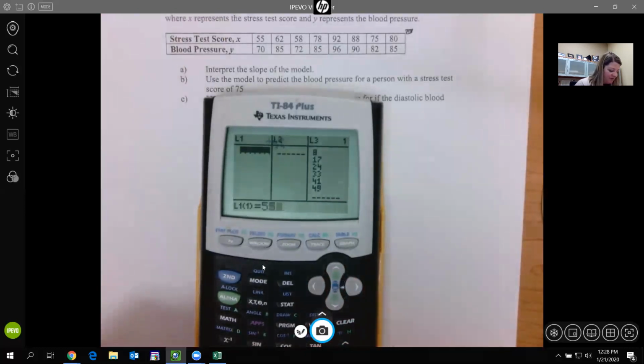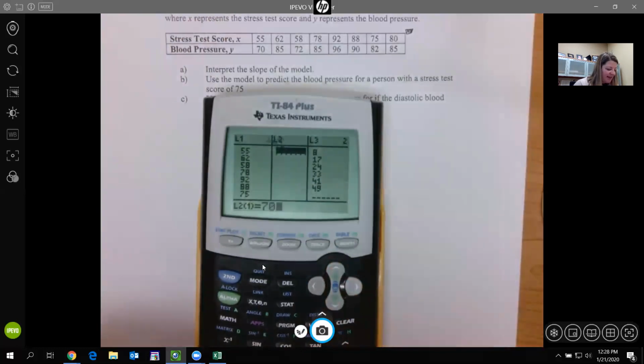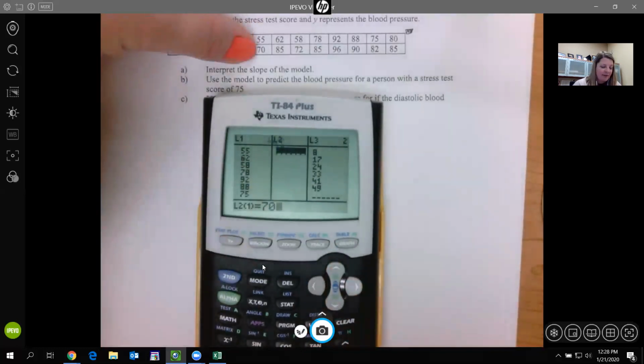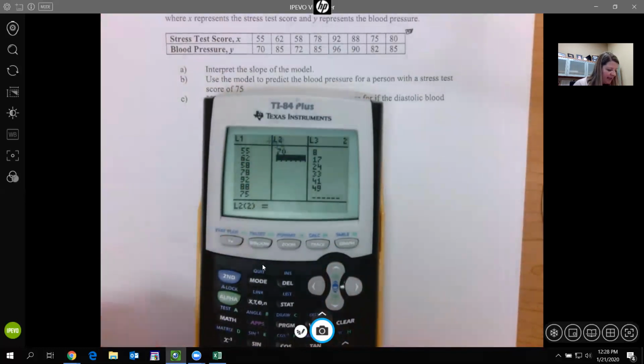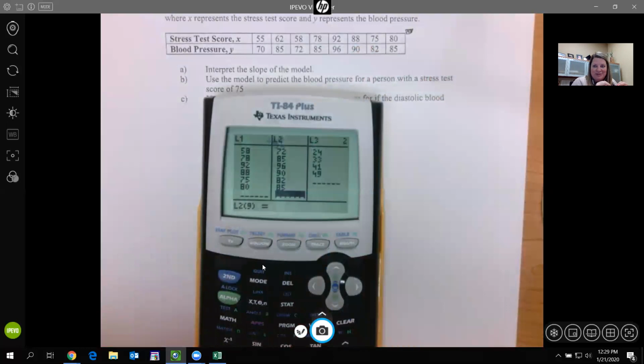So let's put in our data. We have 55, 62, 58, 78, 92, 88, 75, and 80. Then for list 2, I'm going to have 70, and they should line up, right? Because they were a data point together here. So 70, 85, 72, 85, 96, 90, 82, and 85. I was just double checking a couple of mine as I go through. They all lined up. You can't have one list longer than the other. They're a relationship between two things, so each L1 and L2 are connected.